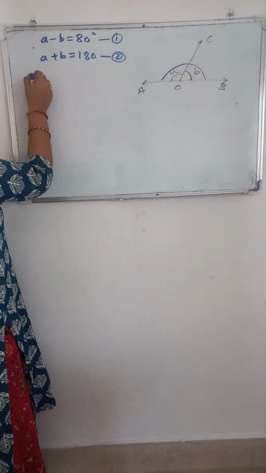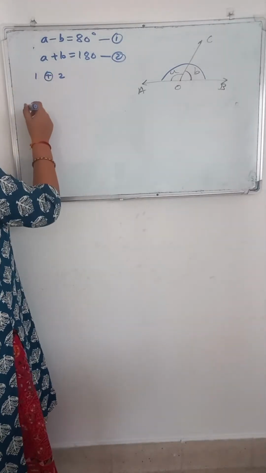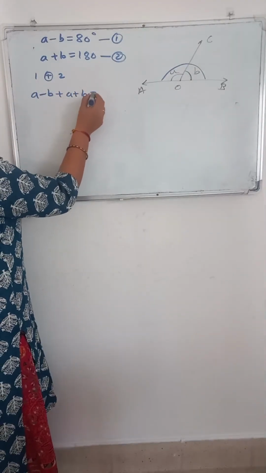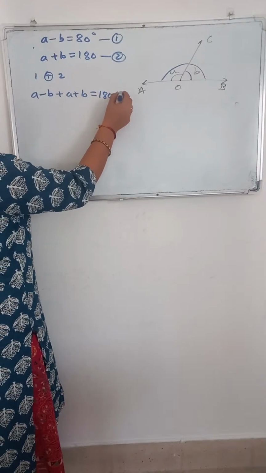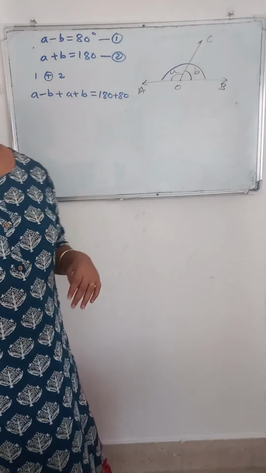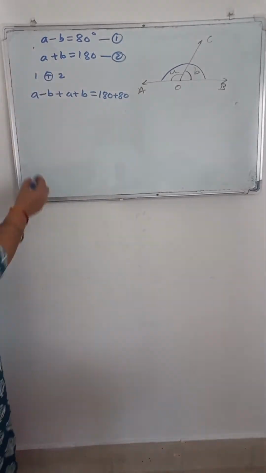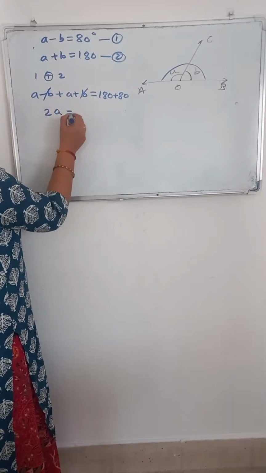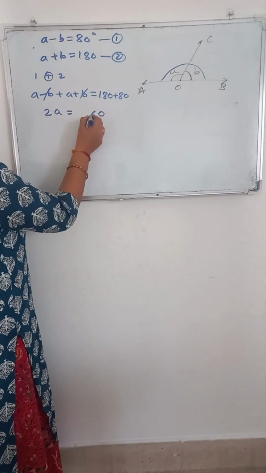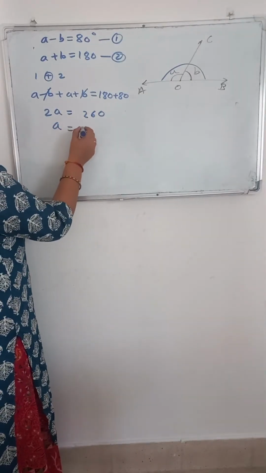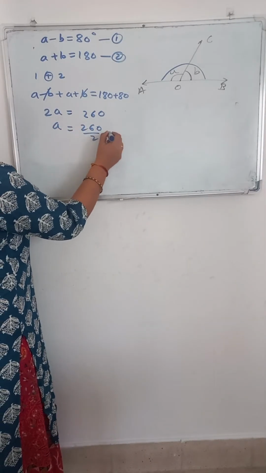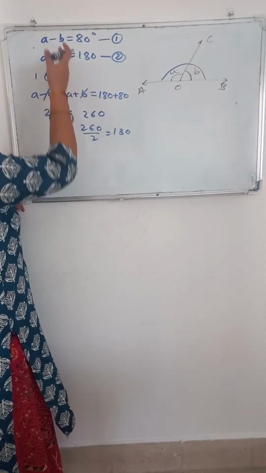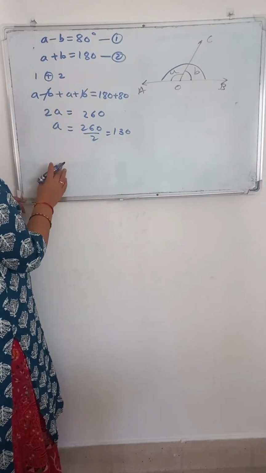So if I add equation 1 and 2, then I get A minus B plus A plus B is equal to 180 plus 80. RHS you can add with RHS, and LHS you can add with LHS. So here plus B minus B get cancelled. A plus A is twice A. Now here we will get 260. A is equal to 260 by 2, that is 130. Okay, so once you get A, then put the A value anywhere, so you will get the value for B also.